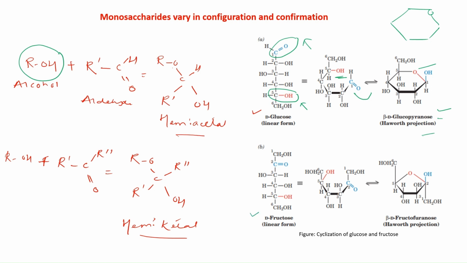Similarly, for ketoses, that is fructose, the OH group attached with the fifth carbon reacts with the functional group present at the second carbon, a ketone group. It cyclizes and forms fructofuranose, because this ring structure is a furan ring. So this is how a monosaccharide cyclizes. When an alcohol reacts with an aldehyde, it forms a hemiacetal. When an alcohol reacts with a ketone, it forms hemiketals. This is the mechanism behind cyclization of a monosaccharide.